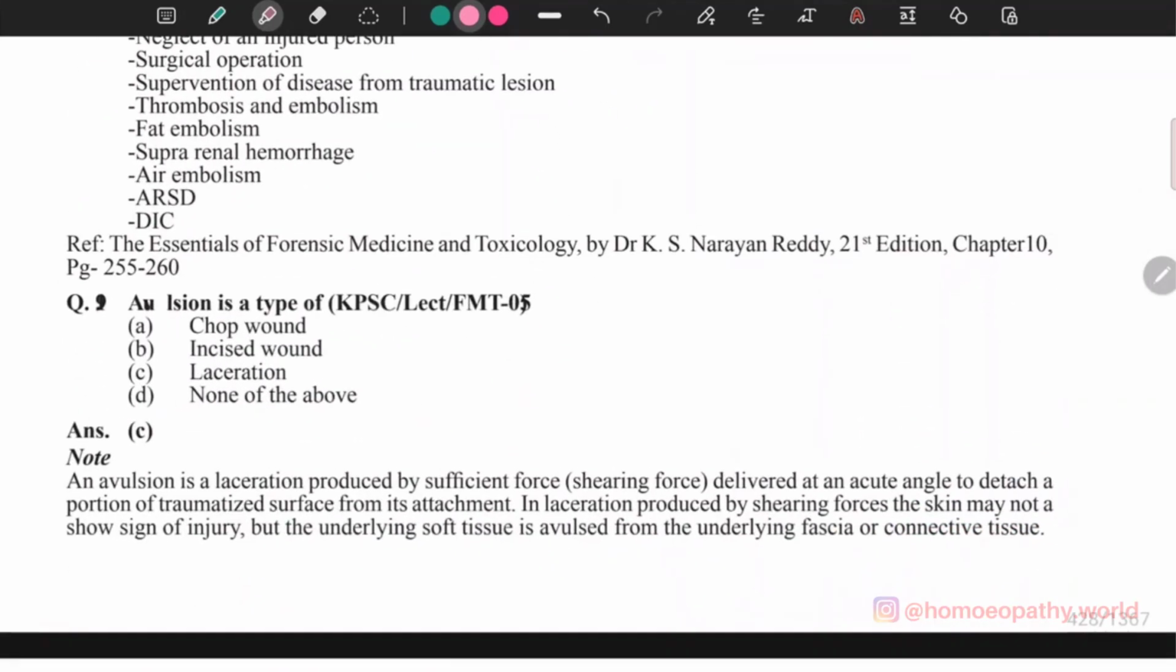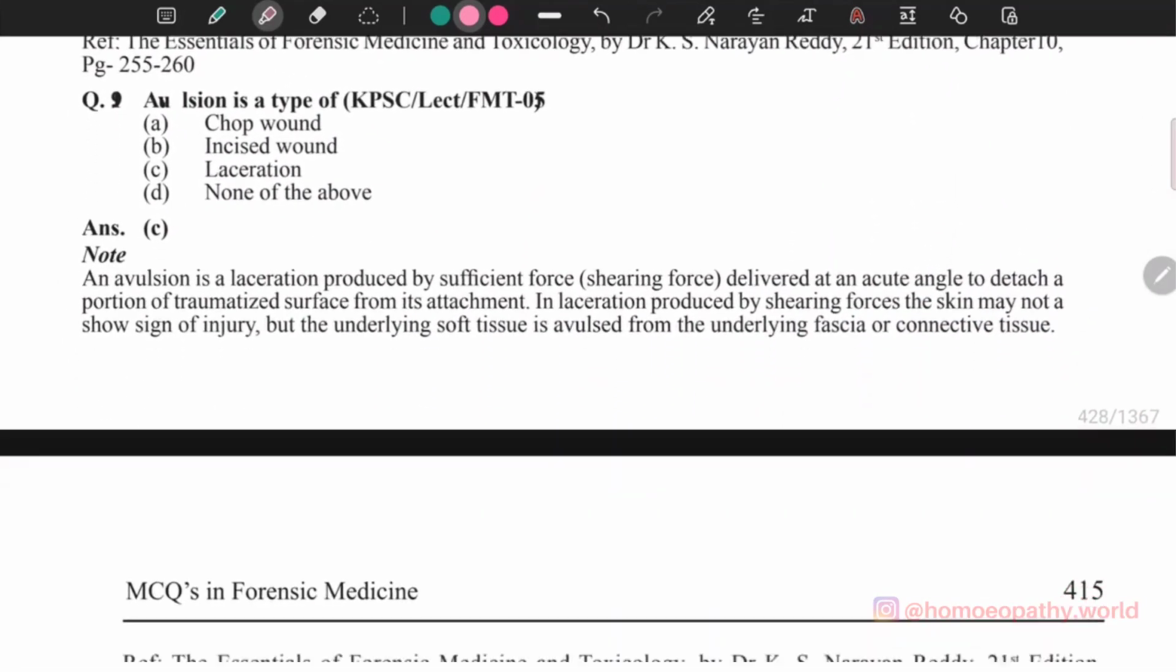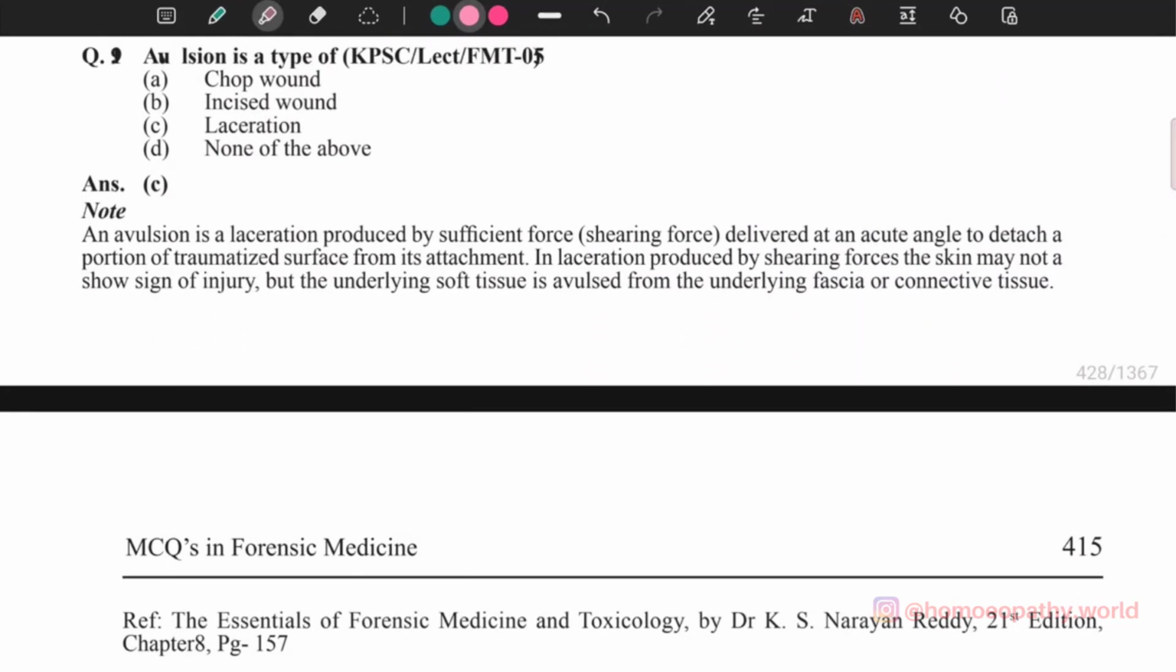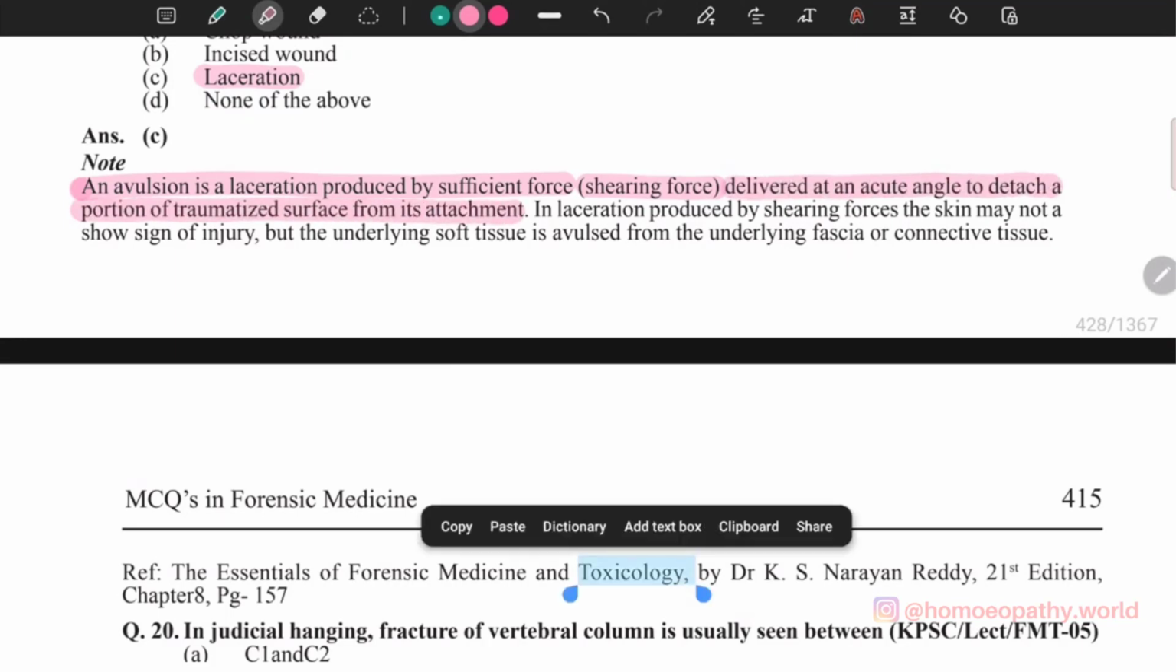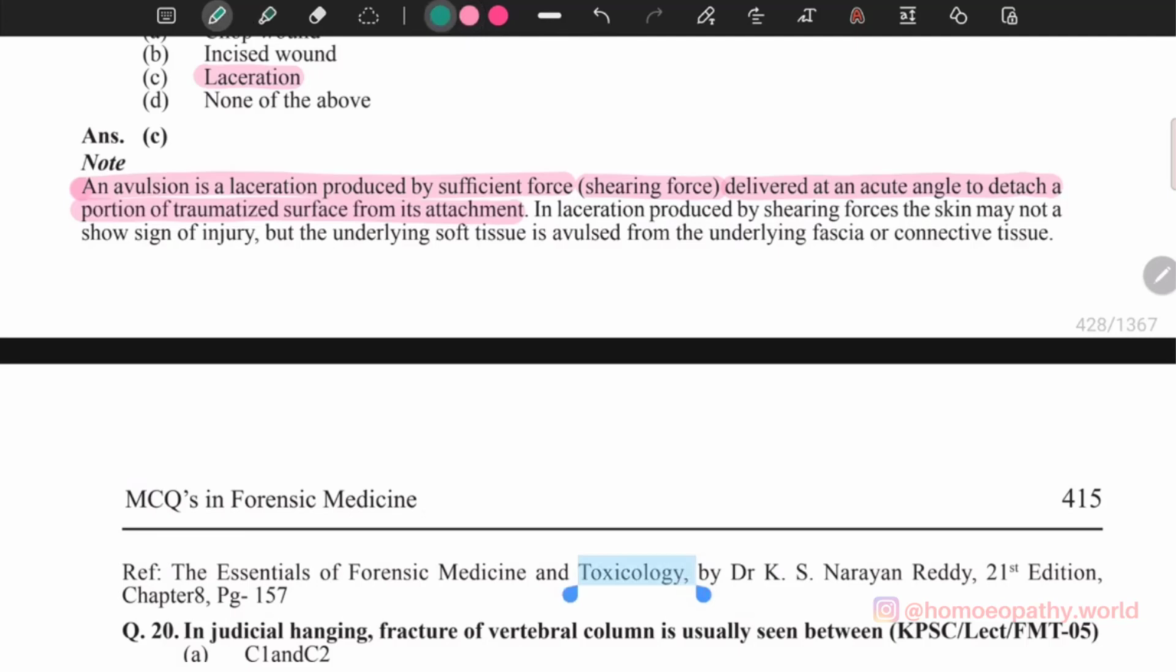Next question. Avulsion is a type of A. chop wound, B. incised wound, C. lacerated wound, and D. none of the above. So the answer is lacerated wound or laceration. Okay. Avulsion is laceration produced by sufficient force, that is shearing force, delivered at an acute angle to detach a portion of traumatized surface from its attachment. So this is nothing but the definition of avulsion.